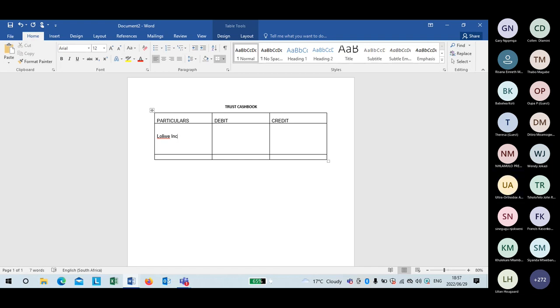So we open the trust cash book. And then we will have our table there with particulars, debit column, and credit column. On the debit side, on the particulars, we will record Loliwe Inc. And we will debit how much?